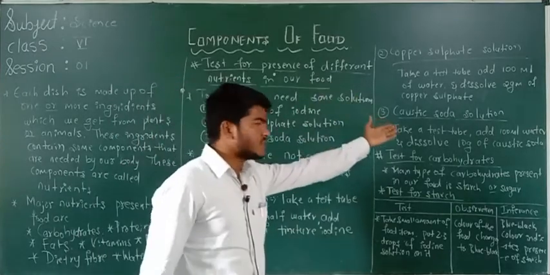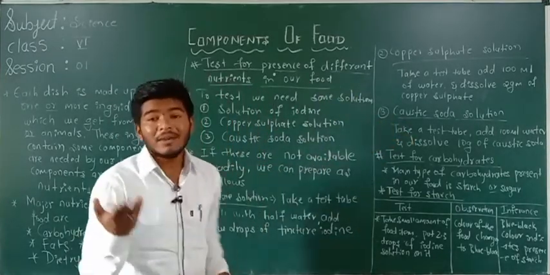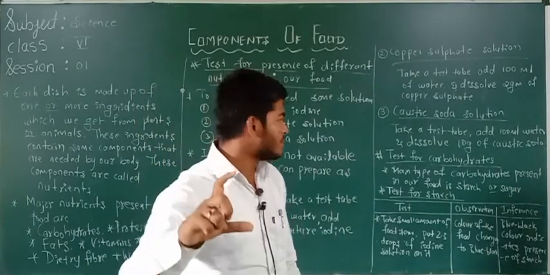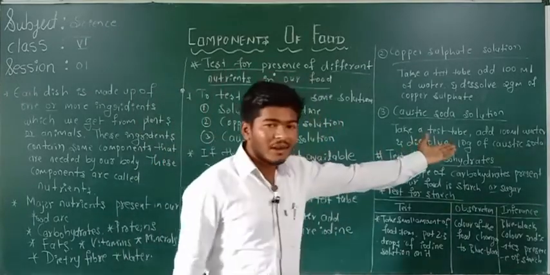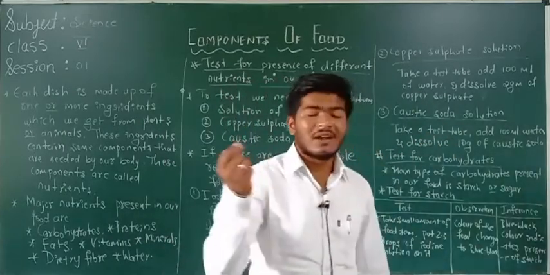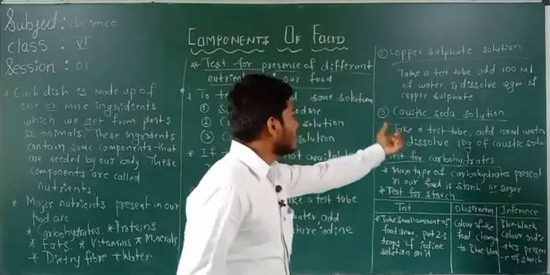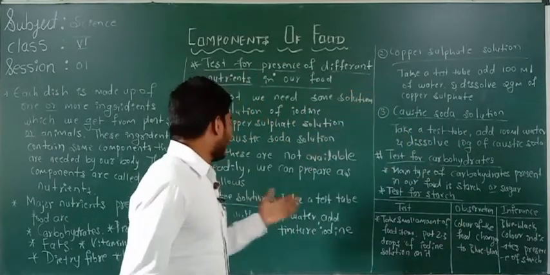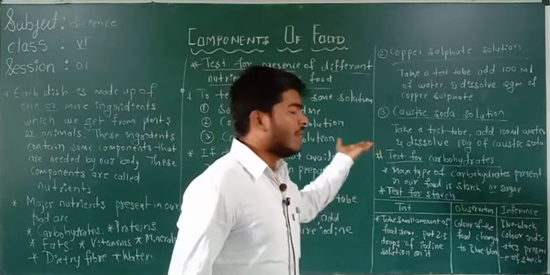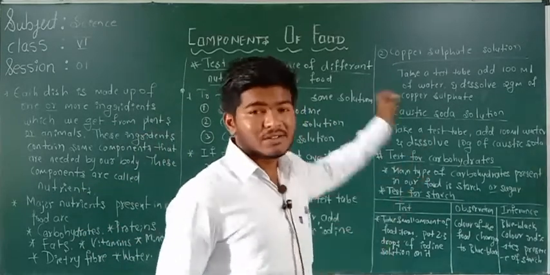Then another solution which we need to test the presence of some nutrients in our food is caustic soda solution. How are we going to make a caustic soda solution? Again take another test tube, add 100 ml of water to that test tube and dissolve 10 gram of caustic soda. The caustic soda, copper sulfate and also tincture iodine are available in the market also, which you can take to make these solutions.